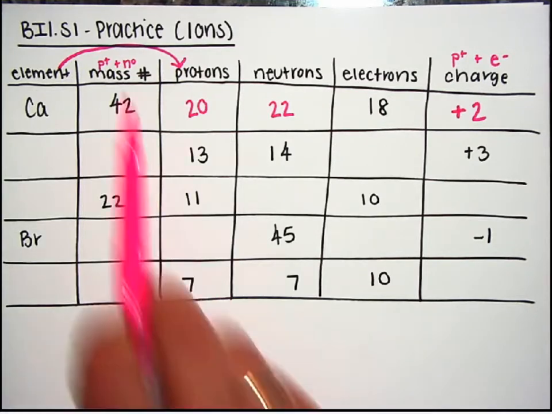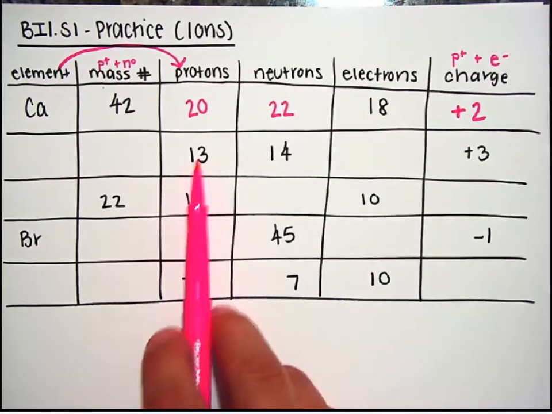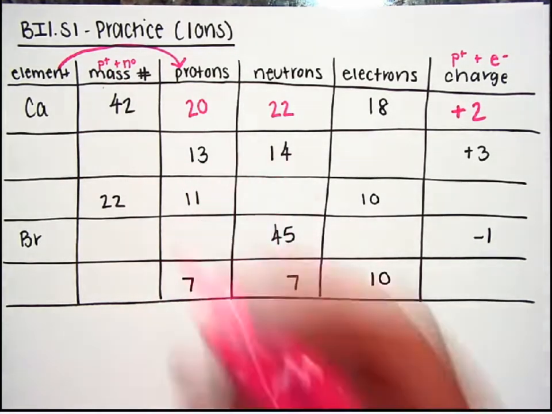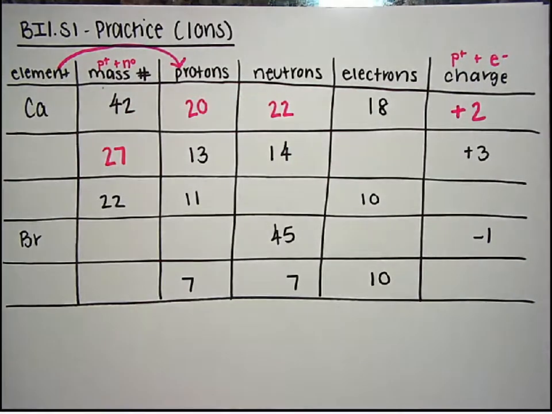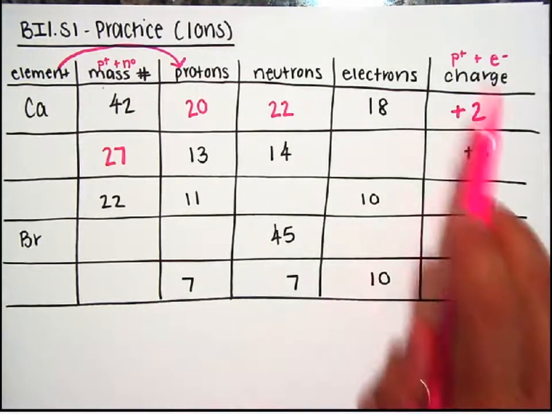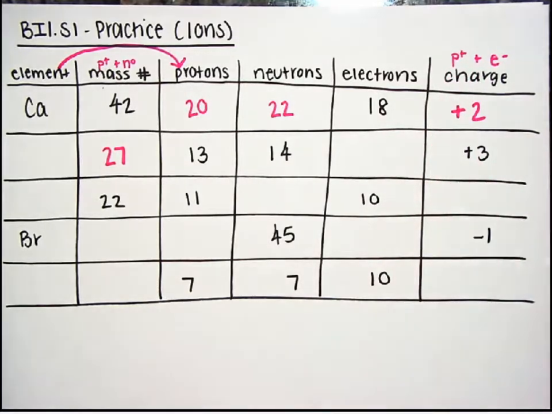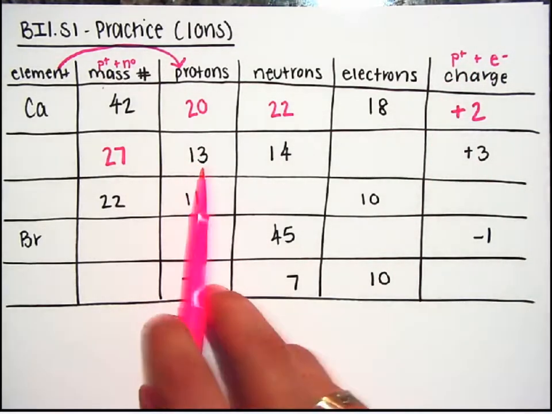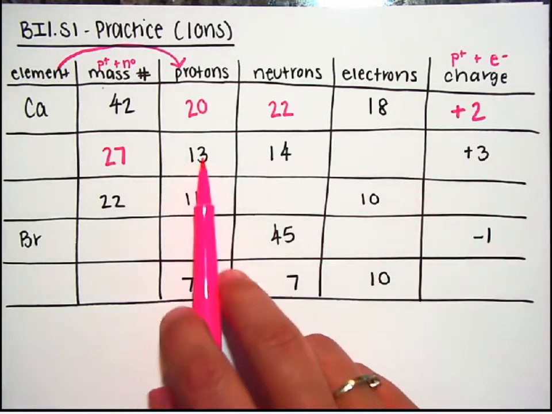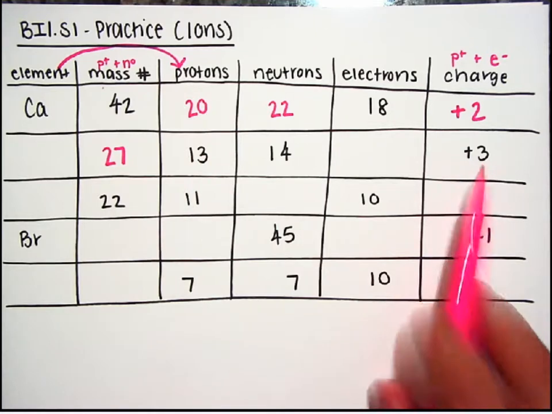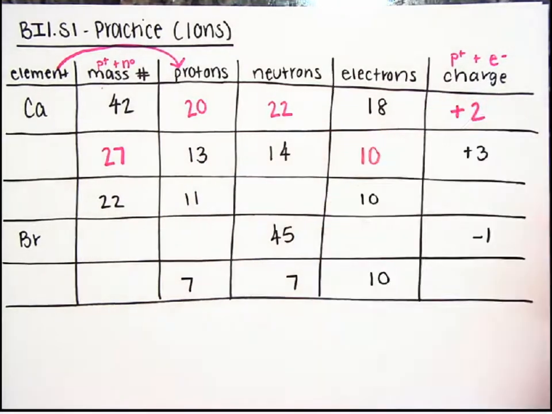Row 2. Mass is protons plus neutrons. 13 protons plus 14 neutrons gives me a mass of 27. Protons plus electrons will give me my charge. I have 13 protons and my charge is plus 3. If the charge is plus 3, it means I have 3 more positives than negatives. If I have 13 protons and 3 more positives than negatives, my electrons have to be 10.